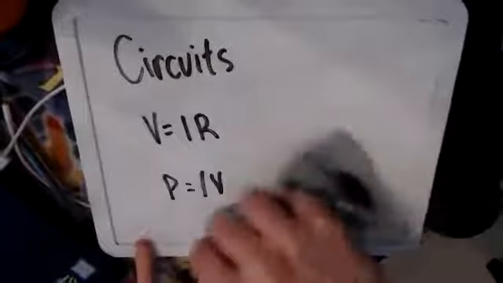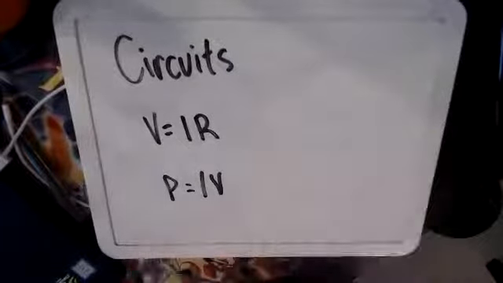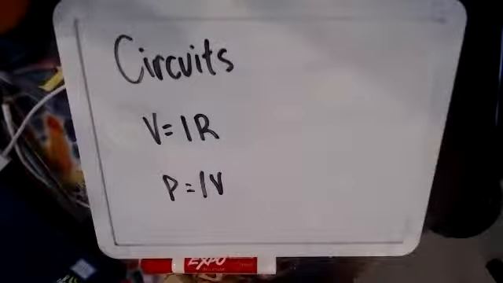We also use the junction rule. But that's just a conservation of charge concept. Loop rule is a conservation of energy concept.